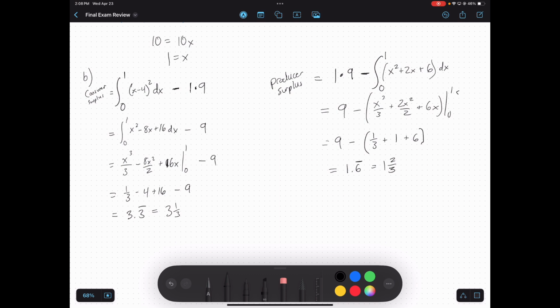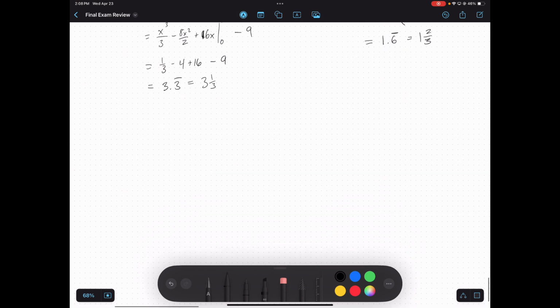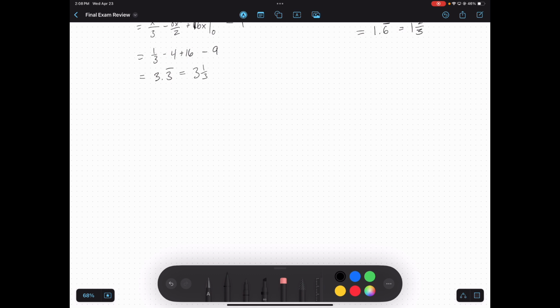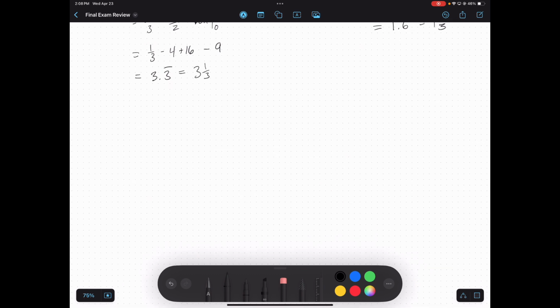Okay. Any questions about producer or consumer surplus? Any of that kind of stuff? Okay, and remember the formulas for both of those will also be on your formula sheet. So, okay, number 19.